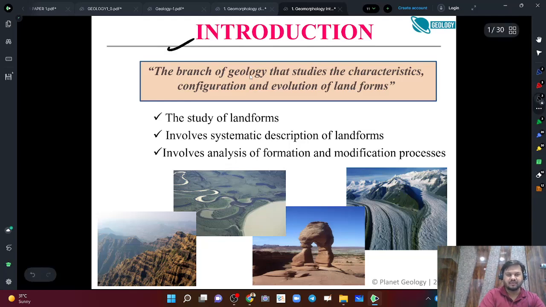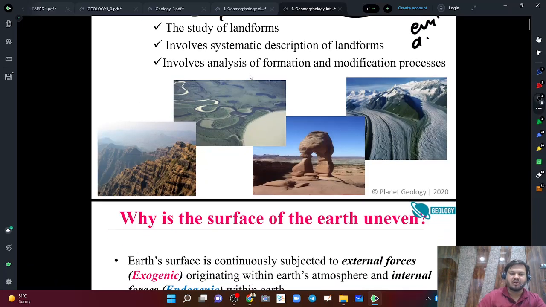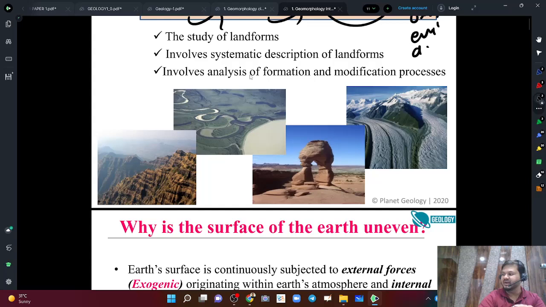So basically, again, these are the formal slides. What is geomorphology? It is the branch of geology that basically studies landforms: their origin, evolution, destruction, or, as you have written here, it studies the characteristics, configuration, and evolution of landforms, if you want to use good English. These are all examples of landforms. We will study each of them.